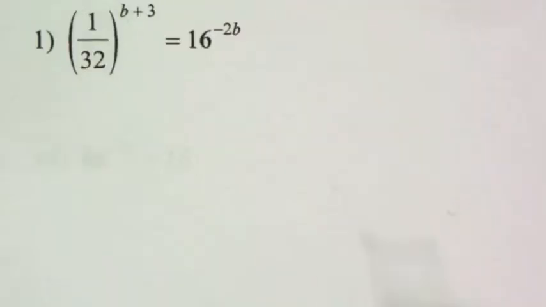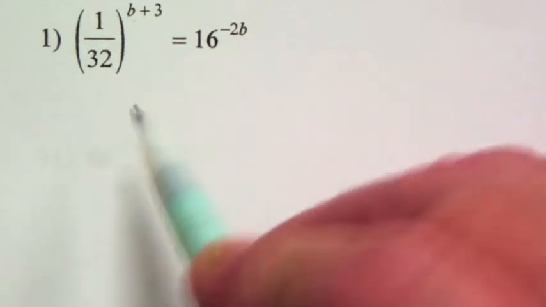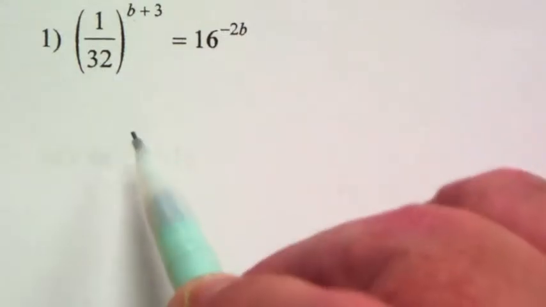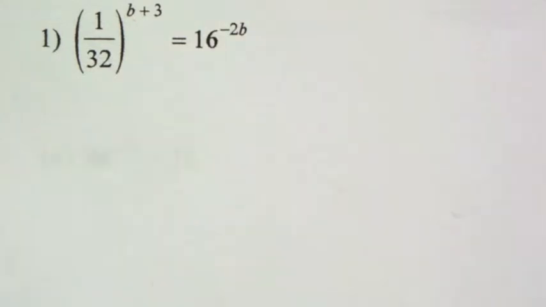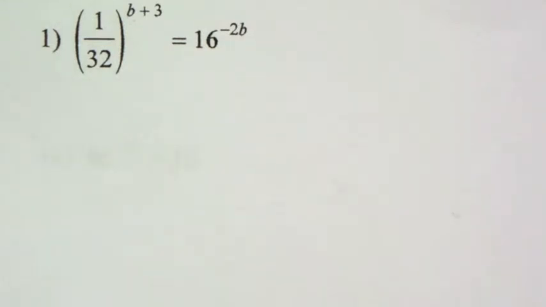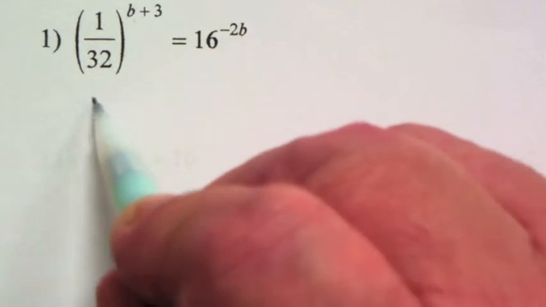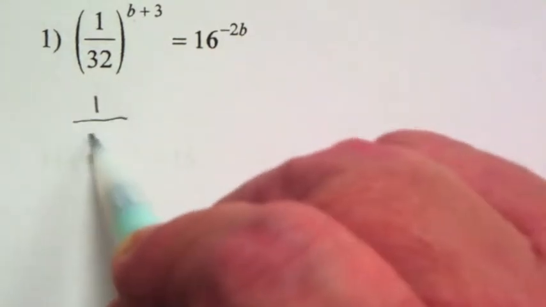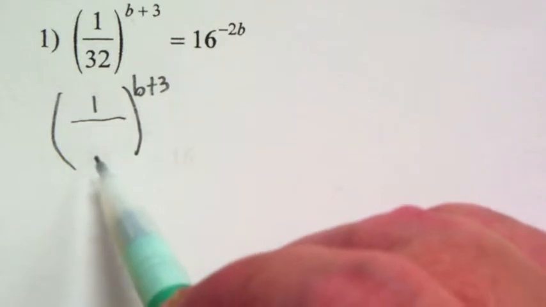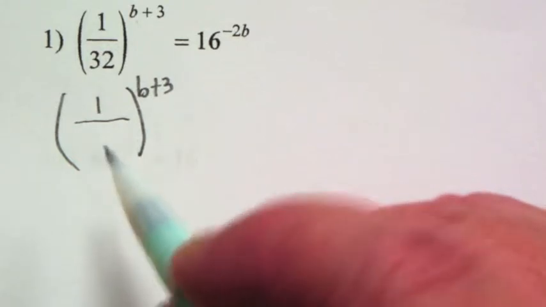I can see that 16 and 32 look a lot alike. But my base is not 16 and it's not 4, and I can tell it's not 4 because I can't multiply 4 times 16 and get 32. So my base is 2. 2 is a base of both of these. I can take this and write it as 1 over, and I'll put parentheses and this b plus 3 right here. But what power of 2 do I raise 2 to in order to get 32?